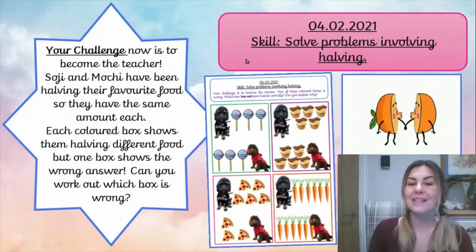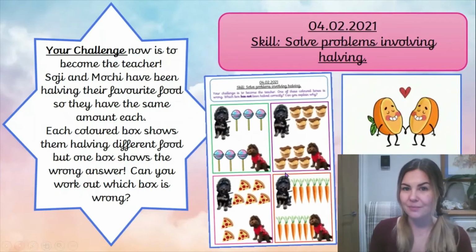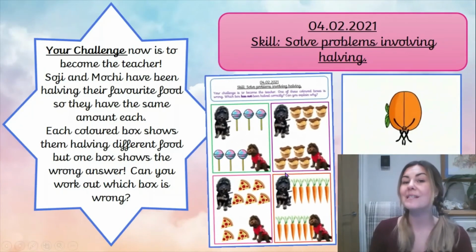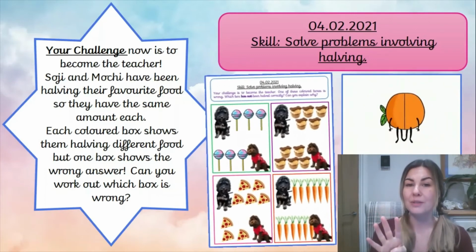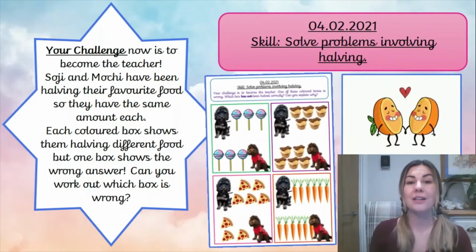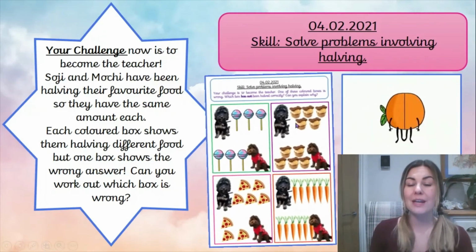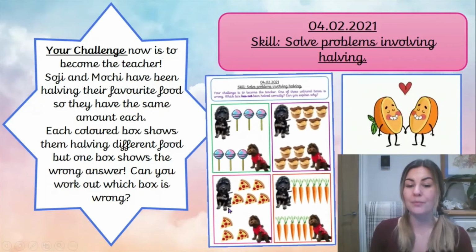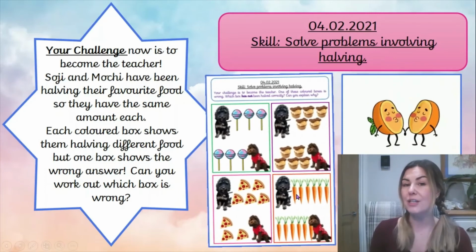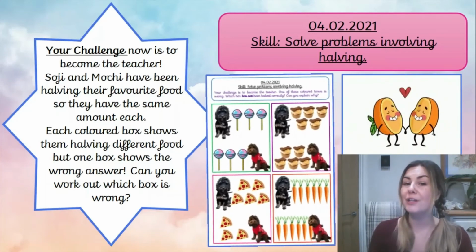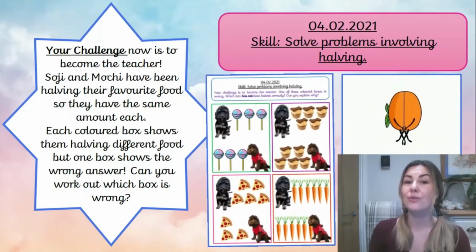You are going to need to download this worksheet. You don't need to print it off, you just need to be able to look at it. On my sheet there are 4 boxes. They all have a different colour. The first is green, the second is purple, the third is pink, and the fourth is orange. And inside each box, Mochi and Soji have been halving some food items. I would like you to see if they are correct.